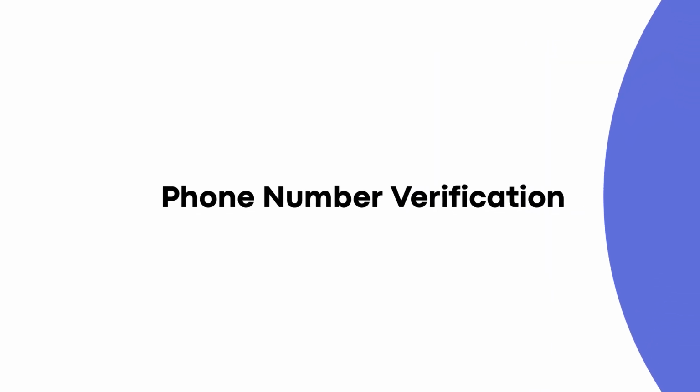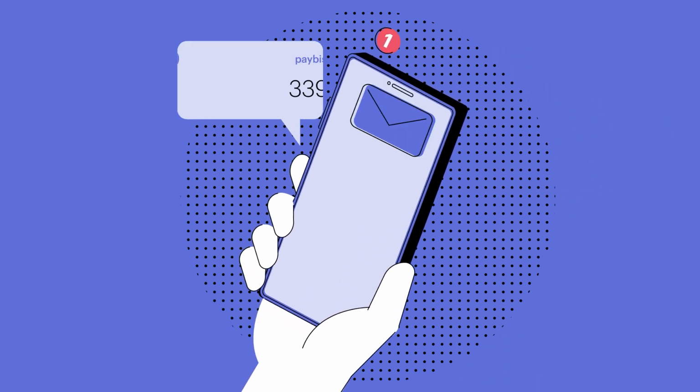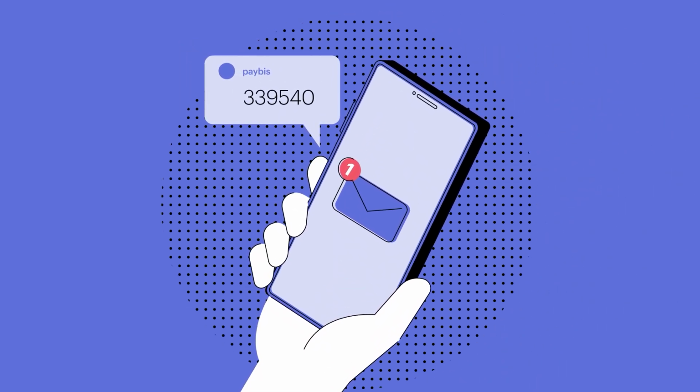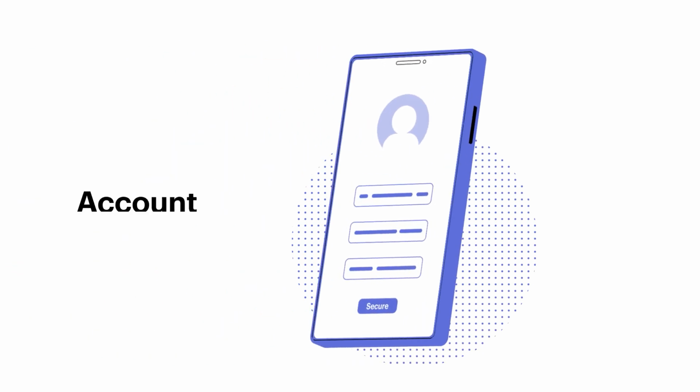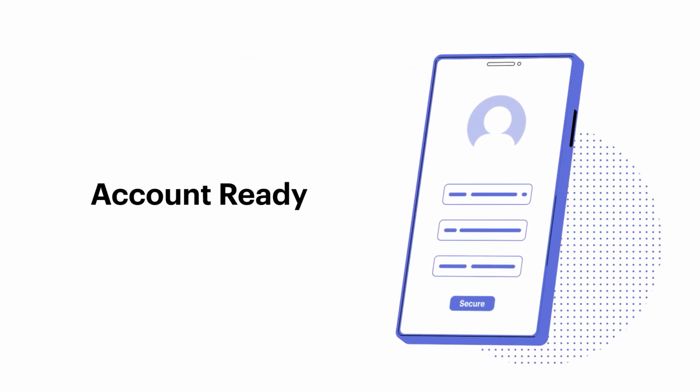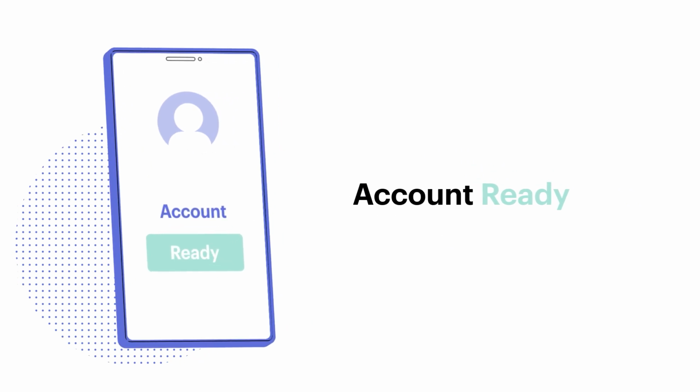The second step will be to verify your phone number. You will receive a 6-digit code via SMS on your phone. Enter this code and complete your verification. By completing both steps, your account will be secure and ready for use on the platform.